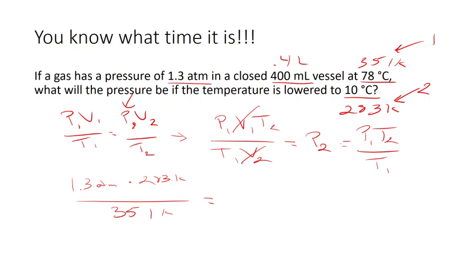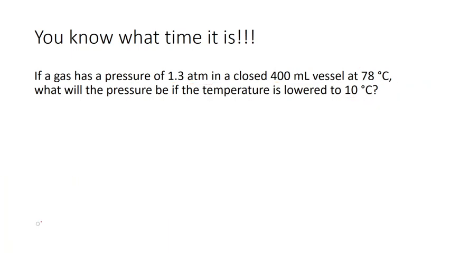So we should have a lower pressure, because when you cool a gas, the pressure decreases. And when we do the math out, our new pressure should be 1.05 atmospheres. There we go. That is how we use the combined gas law.